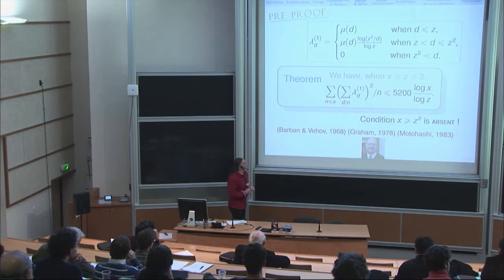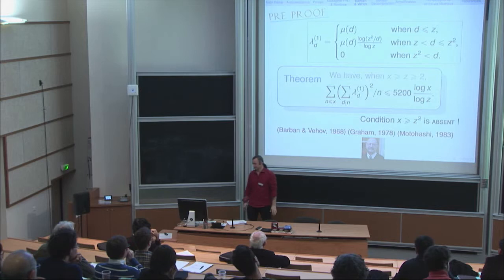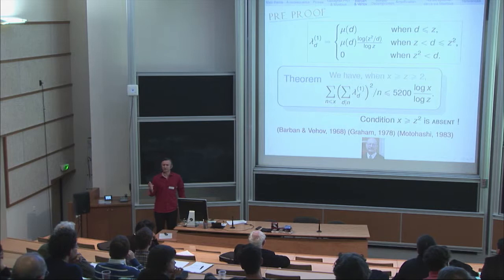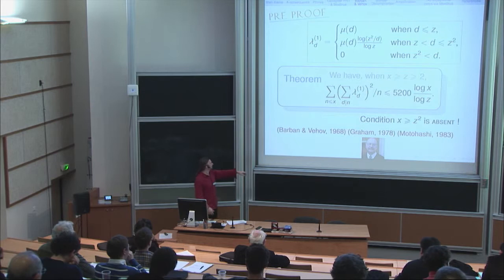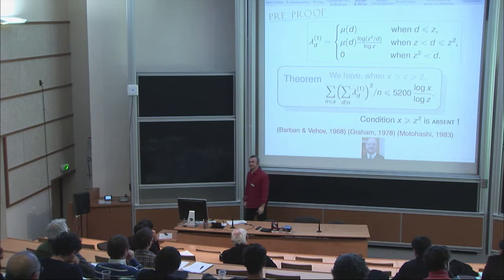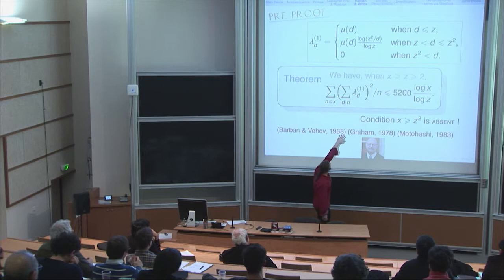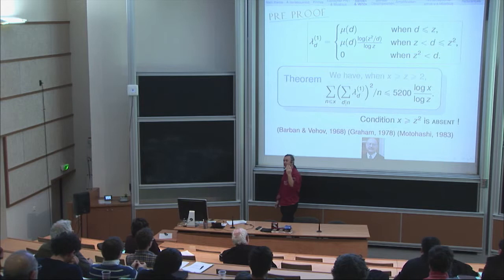The difficult part is to cover the range from z to the 4 down to z. In fact, Barban and Vehov wrote a, I guess, two pages long paper in which they said, OK, you can do that. But they didn't exactly do it. They say you can do it. And so Sidney Graham, I think it was in his dissertation, wrote a proof. His proof is that if you take this lambda d squared, don't divide by n, it is equal to x upon log z plus a big O of x upon log z squared.